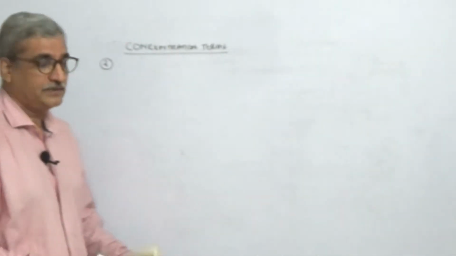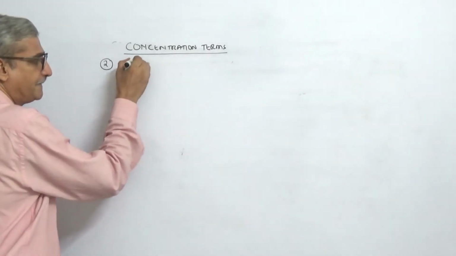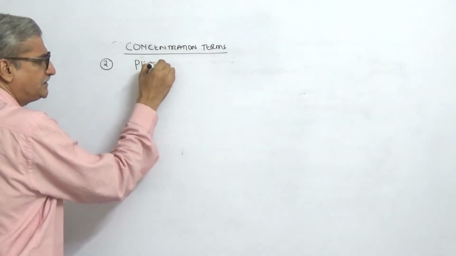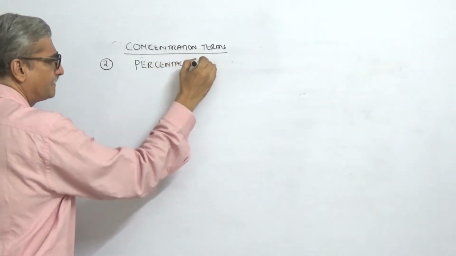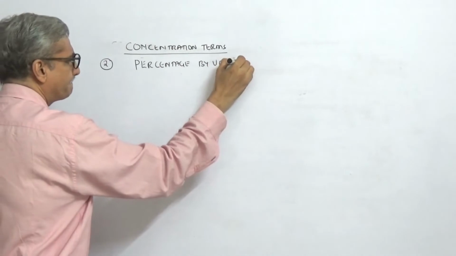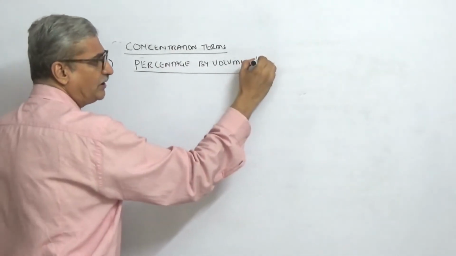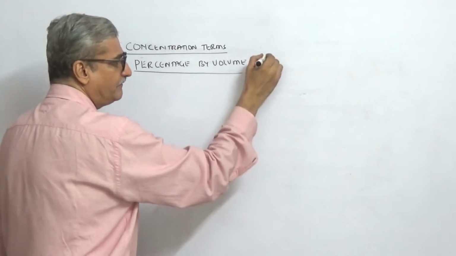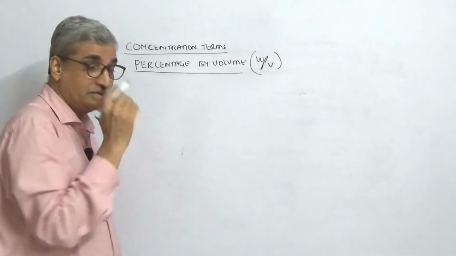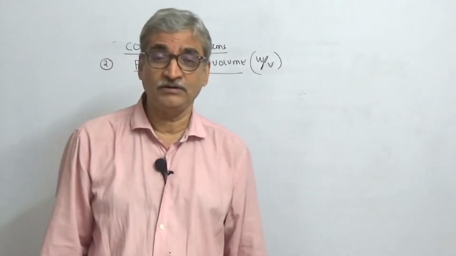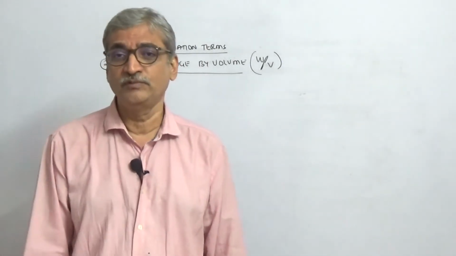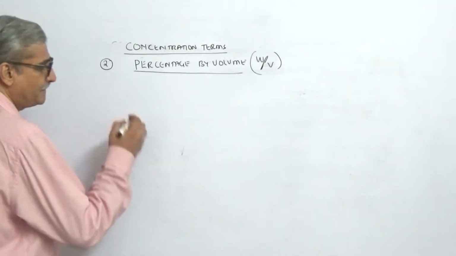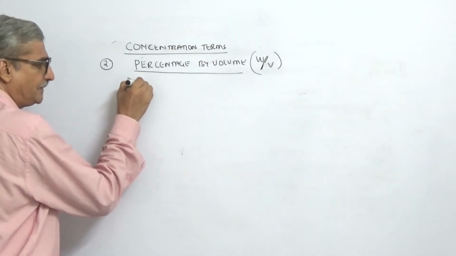I'll give you 2 minutes. Next concentration term is percentage by volume. See, I am looking at the textbook because I want to keep track, otherwise I'll miss something, na? But then we can recap. So once I know what the heading is, we have percentage by volume. So percentage by volume means weight by volume. This will be a concentration term which is dependent on temperature. Why? Because as temperature changes, volume will also change. Is this point clear?